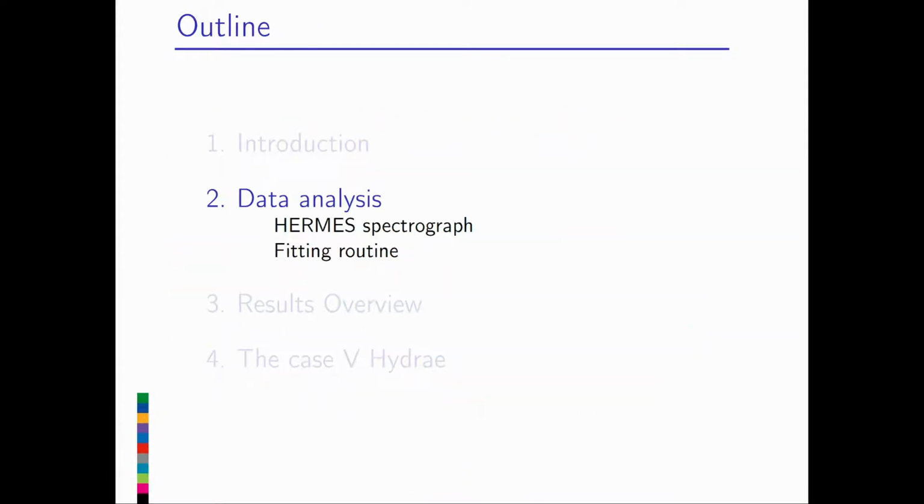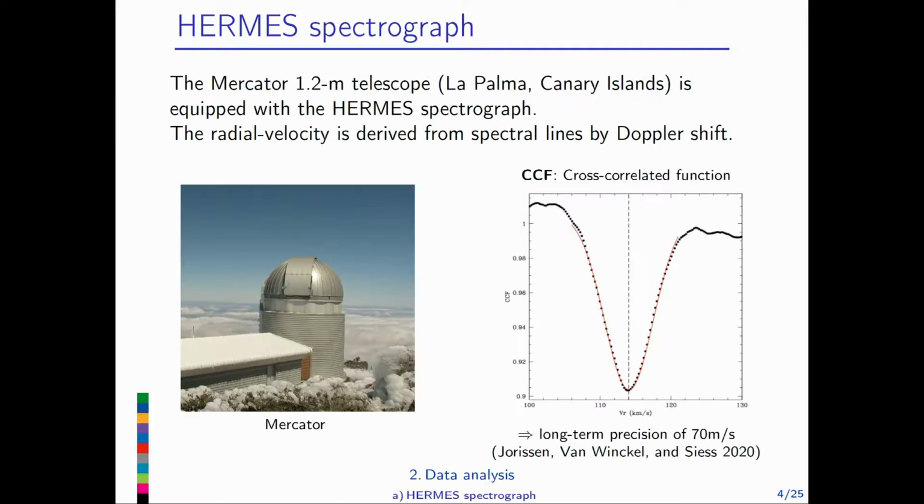First, I will go into the method used to disentangle the two signals, the orbital signature and the pulsation. As you may know, the radial velocity monitoring comes from the Hermes spectrograph, which is located on the Mercator telescope. Here you have how we obtain the radial velocity. We obtain it simply by the Doppler shift of the spectral lines, and for this Doppler shift, we use the cross-correlation function.